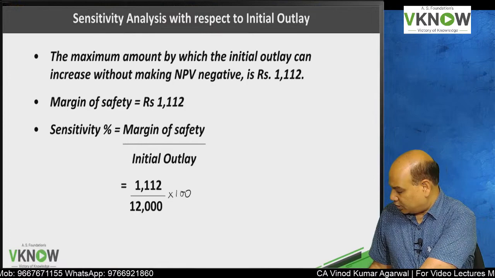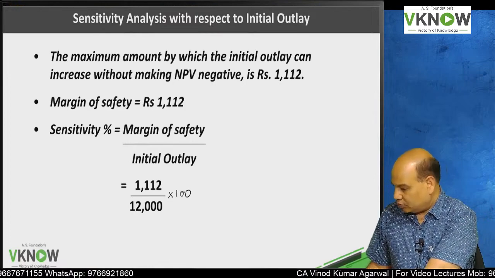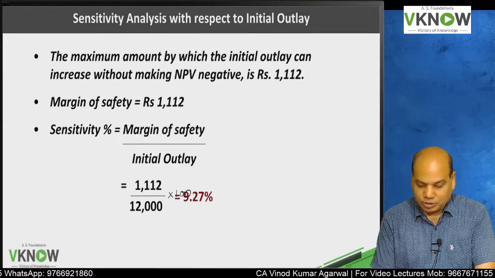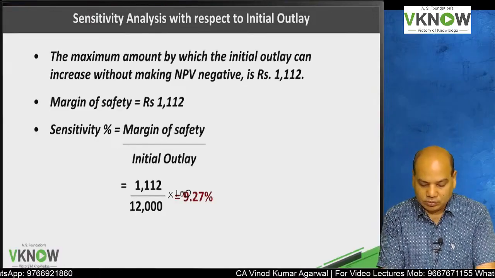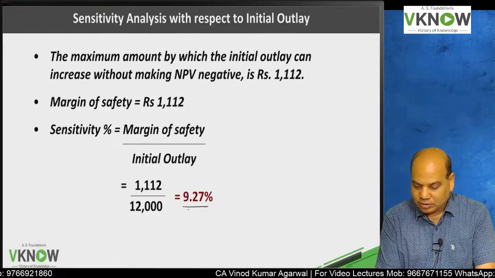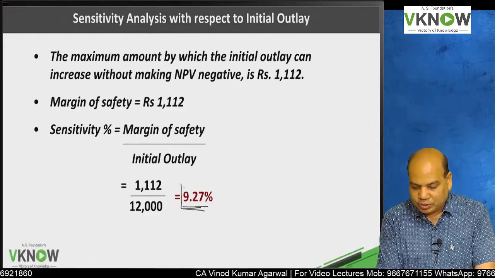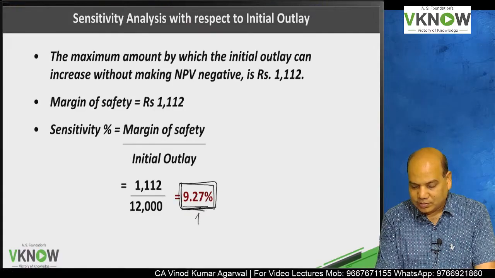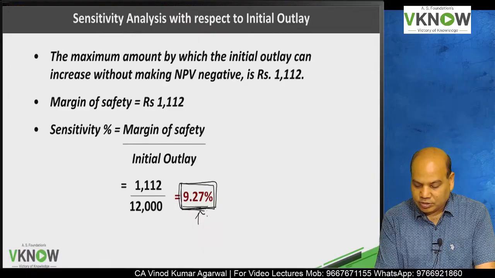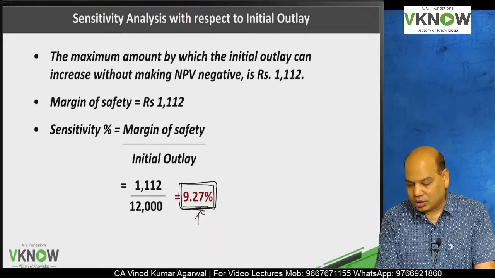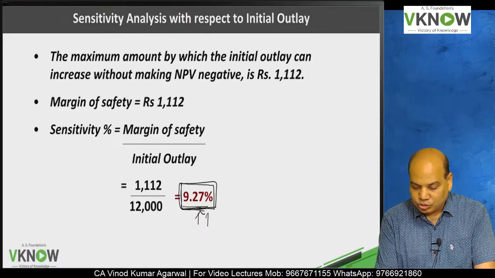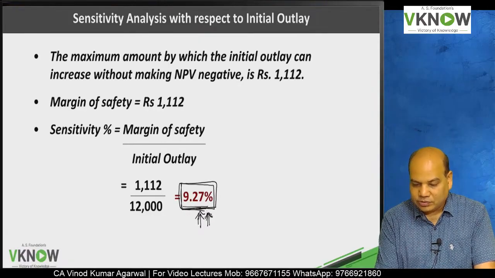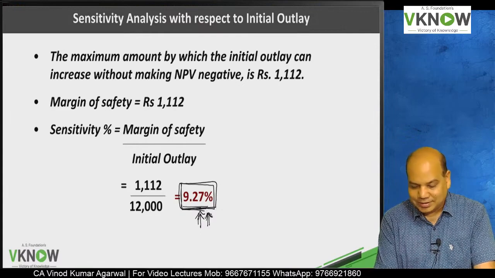One student has replied. Very good. Some of you are good students. So the answer is 9.27%. How do you interpret 9.27%? If the cost of the project rises by 9.27%, NPV will be 0. So you have a margin of safety of 9.27% as far as initial outlay is concerned.